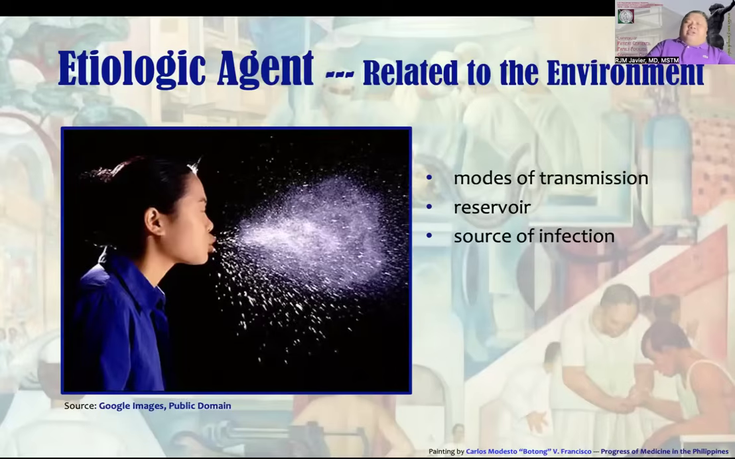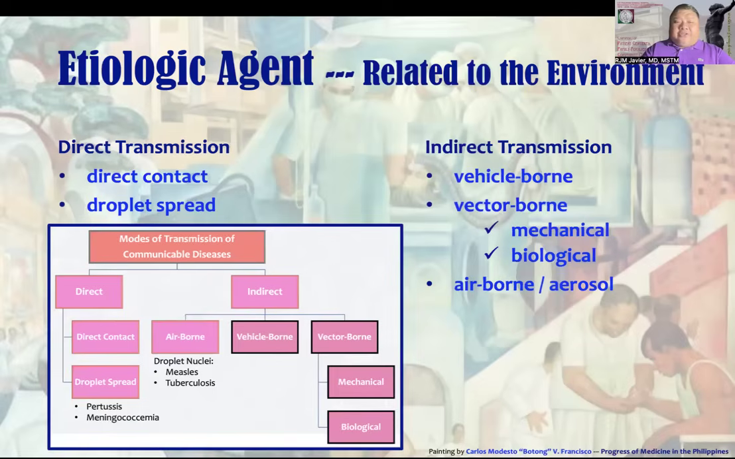We also talk about the modes of transmission, your reservoir, and your source of infection. We can divide the transmission of infectious agents into two. You can dichotomize them as your direct transmission and your indirect transmission. When you go to parasitology, you will learn more of these. When I say direct transmission, there is direct physical contact or via droplet spread. When I say it's indirect, we can use your vehicles, your fomites, for example, dirty clothing, or if you are cut by a rusty knife, your tetanus can be transmitted by that vehicle.